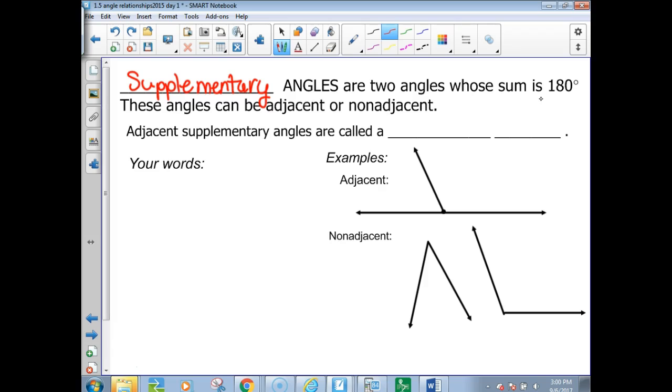All right, so the next kind, supplementary angles. Supplementary angles are two angles whose sum is 180. They have to be two. These angles can be adjacent or non-adjacent also. Adjacent supplementary angles are called a linear pair.